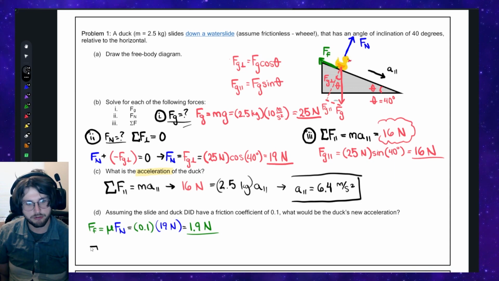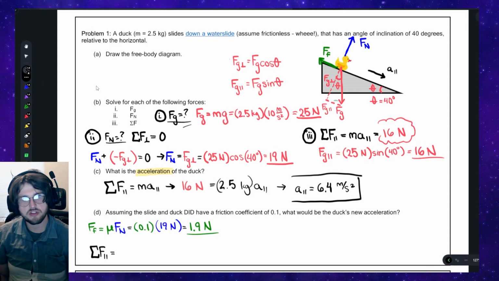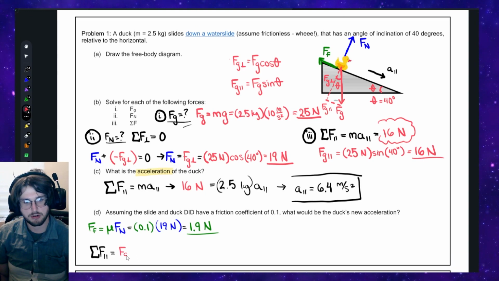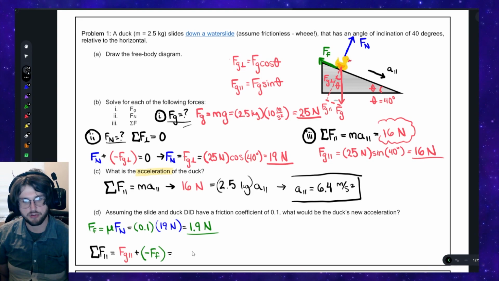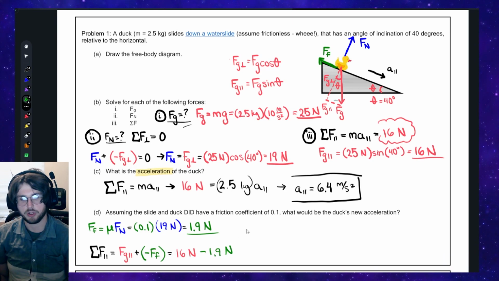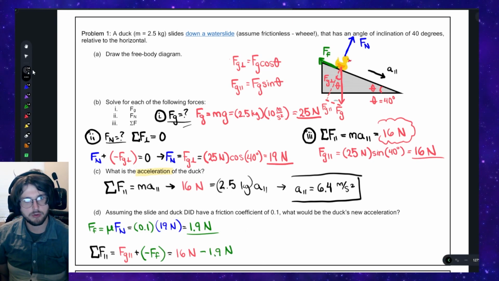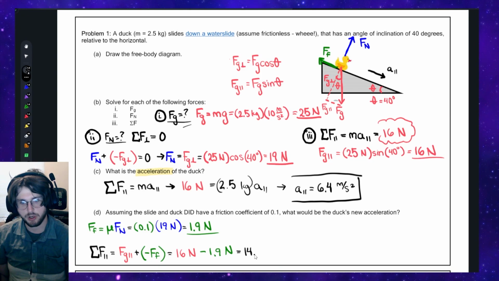So over here, we're going to find the sum of the parallel forces, which is now going to be the force due to gravity in the parallel direction, bringing it down the incline, which we'll consider to be the positive direction, plus a negative friction force going against it. And so if we add those together, it's going to be 16 newtons pulling us down minus 1.9 newtons pulling us up. And so in the end, we can expect a total net force of about 14.1 newtons.